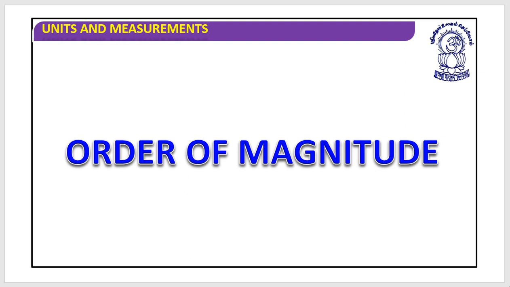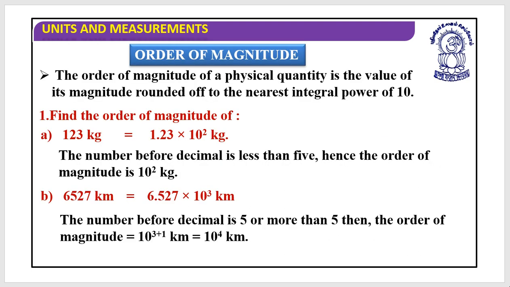Today in this class we are going to discuss certain theoretical concepts. One that we have already covered, that is significant figures. Now we are going to discuss the order of magnitude. Let's look at that. What is order of magnitude? The order of magnitude of a physical quantity is the value of its magnitude rounded off to the nearest integral power of 10.